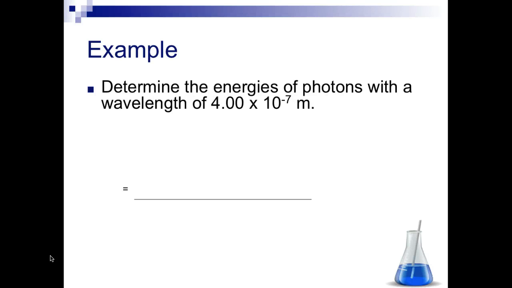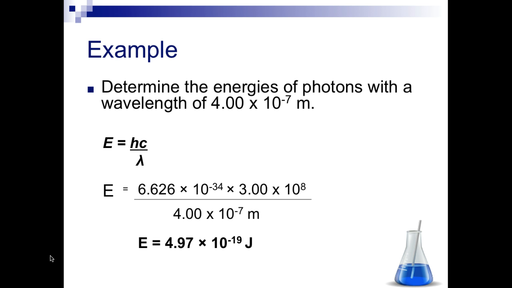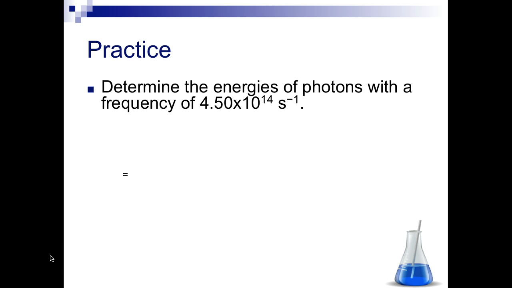Okay, let's look at the next problem. It says determine the energy of photons with a wavelength of 4.0 times 10 to the minus 7th. So first you have to plug in your E equals hc over lambda, and then you get Planck's constant times the speed of light divided by your wavelength, and you get 4.97 times 10 to the minus 19th joules. These are just straight plug-in problems.